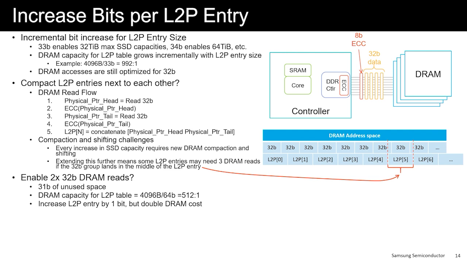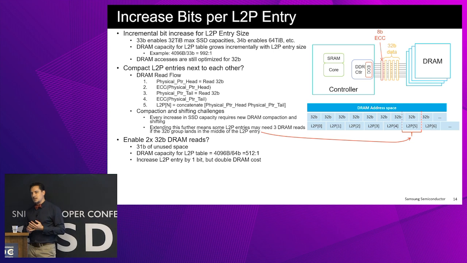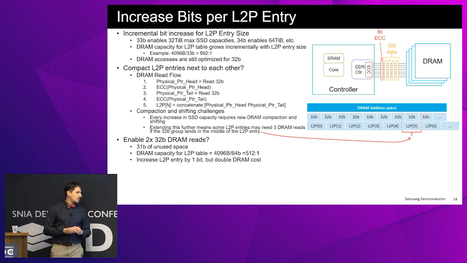But the other problem with this, and this is where I've circled back to that ratio, is that if we've gone to a 33-bit L2P entry size, then we have 31 bits of unused space if we were to not compact it, right? So there is a way to save all this reading back and forth, but it ends up being a big cost on our DRAM. So we know our customers don't want to see that doubling of their DRAM cost and size.